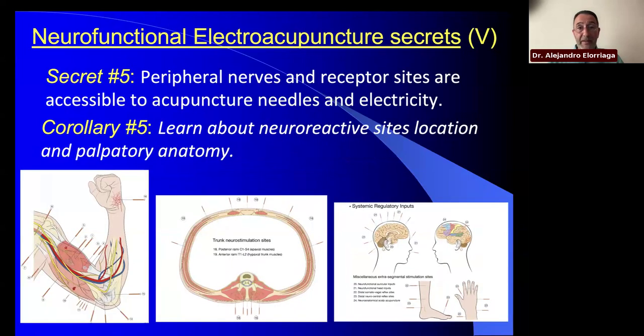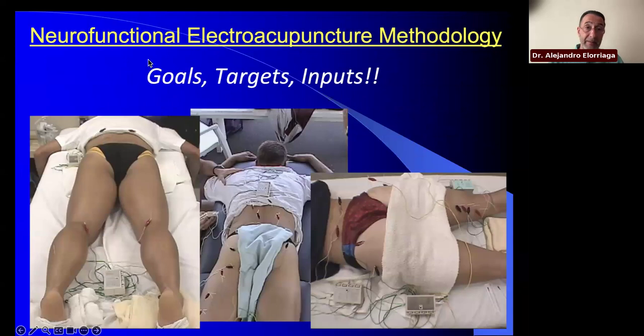So finally, the peripheral nerves and the receptor sites are accessible to the acupuncture needles and to the electricity. And it's our task to learn the location of all these neuroreactive sites and the palpatory anatomy, which is going to be the topic that will finally get us to the treatments, which is goals, targets, and inputs.